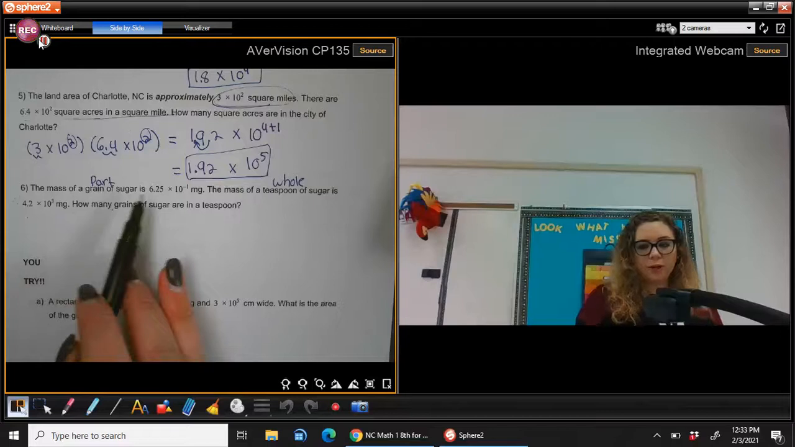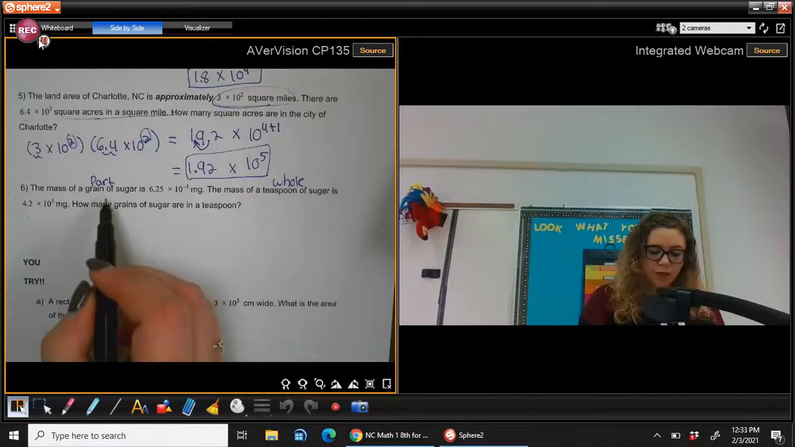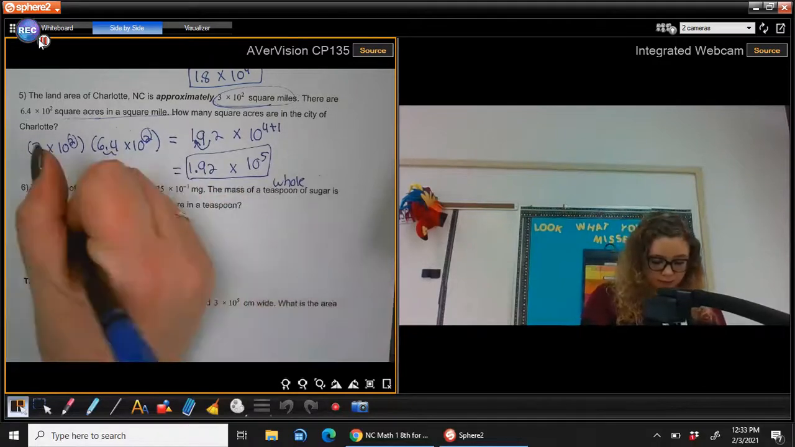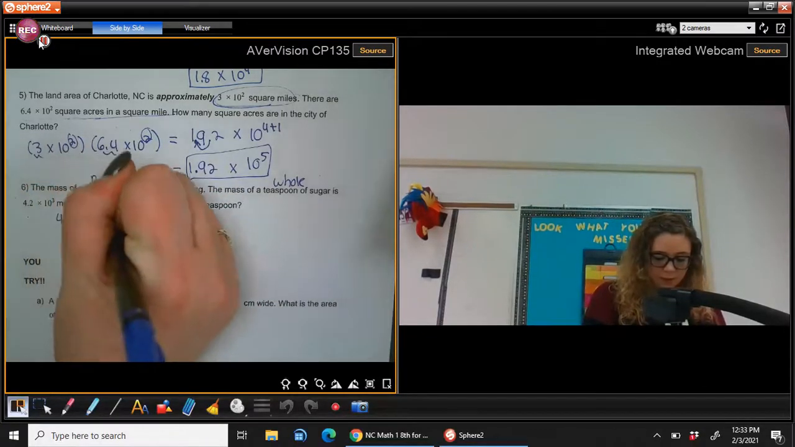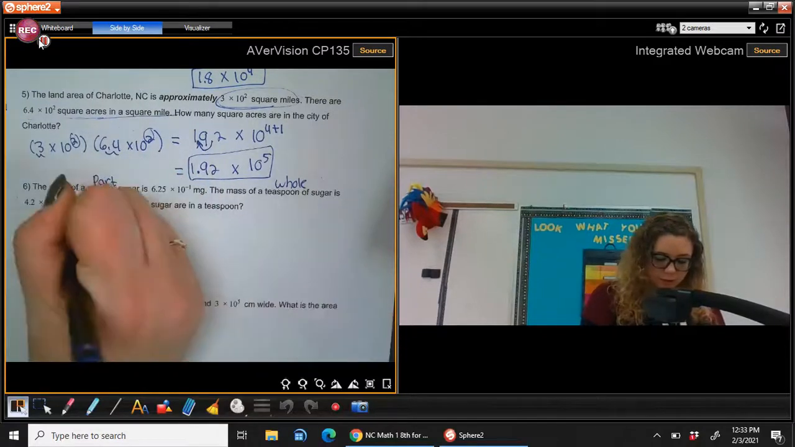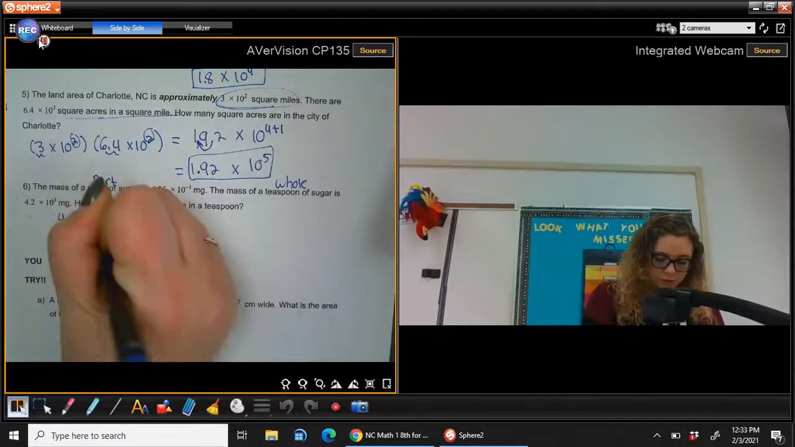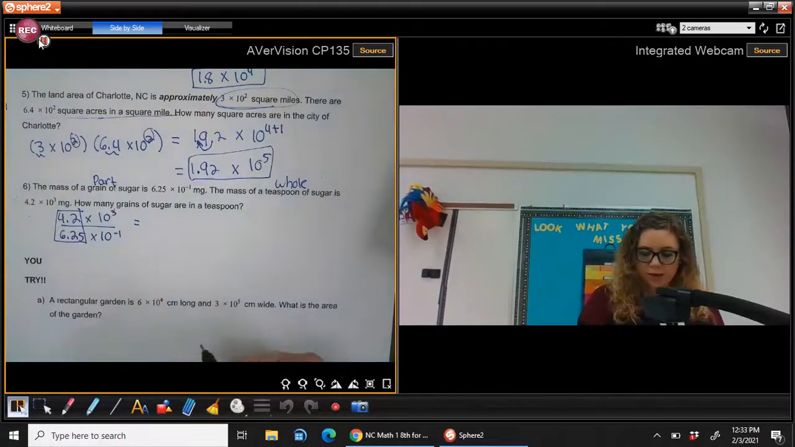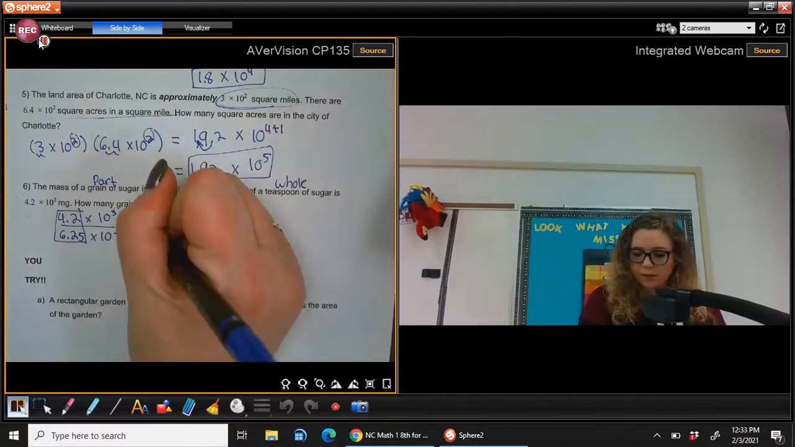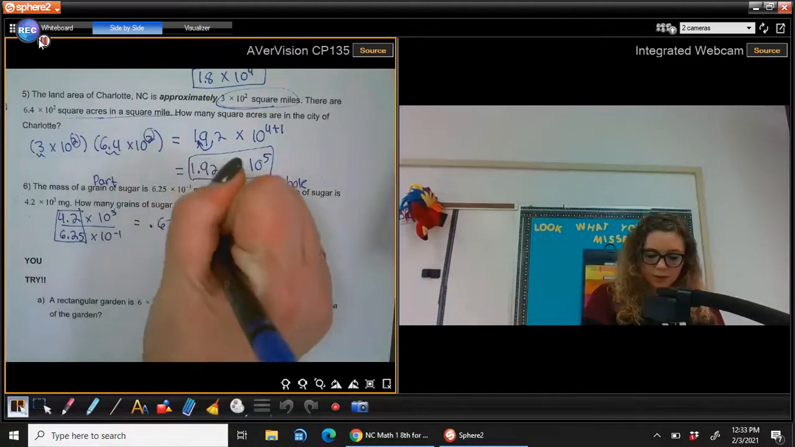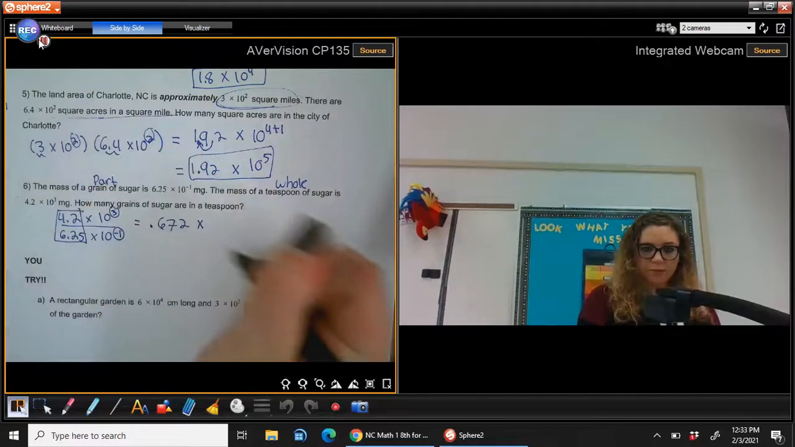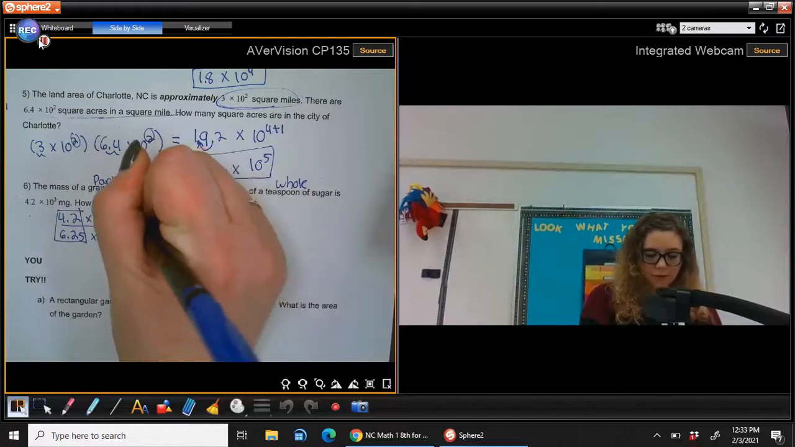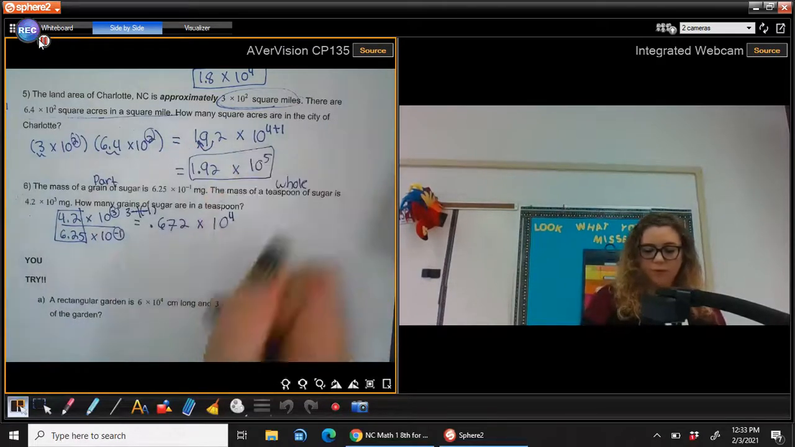We're talking about part and whole. So we want to know how many grains are in a teaspoon of sugar. So we're going to divide. So 4.2 times 10 to the 3rd all over 6.25 times 10 to the negative 1. Divide this out and you will get 0.672 times, again, subtract my exponents. 3 minus negative 1 is 3 plus 1, so I get 10 to the 4th.